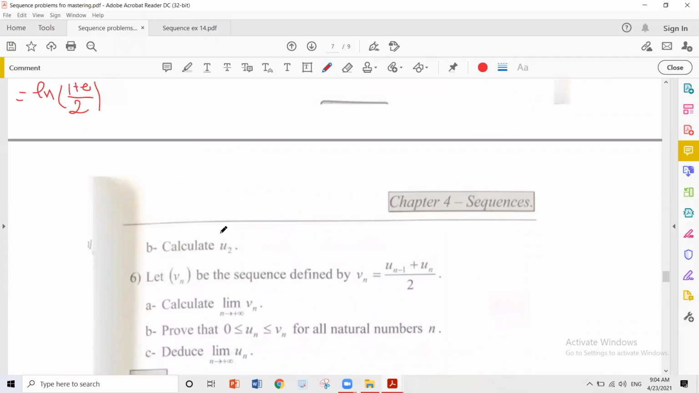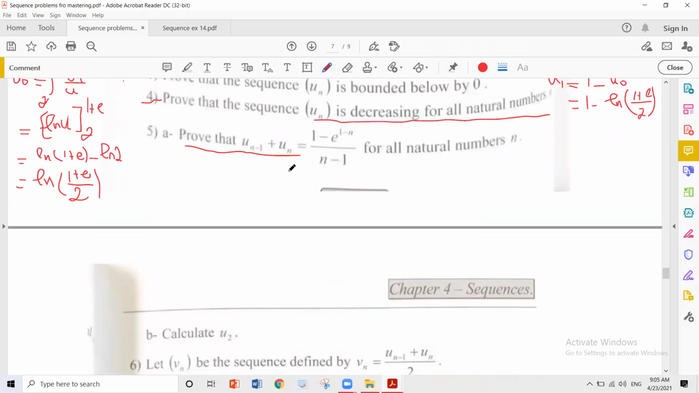How to calculate U2? We put 2 instead of n. From this relation, I put 2 instead of n. What do we get here? U1 plus U2 equals... why from here? 1.